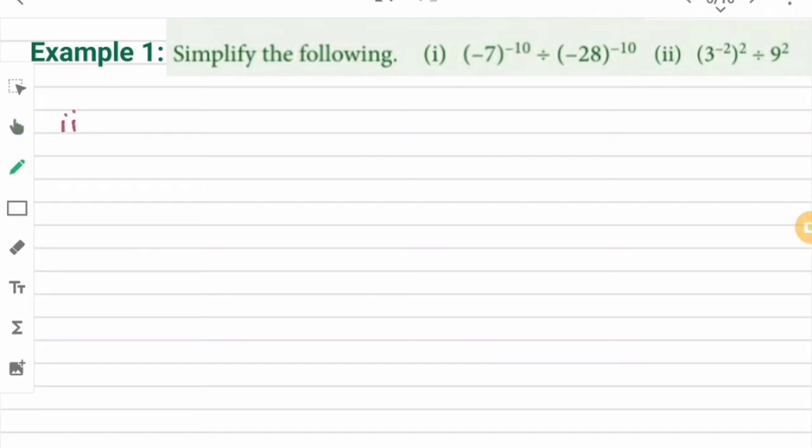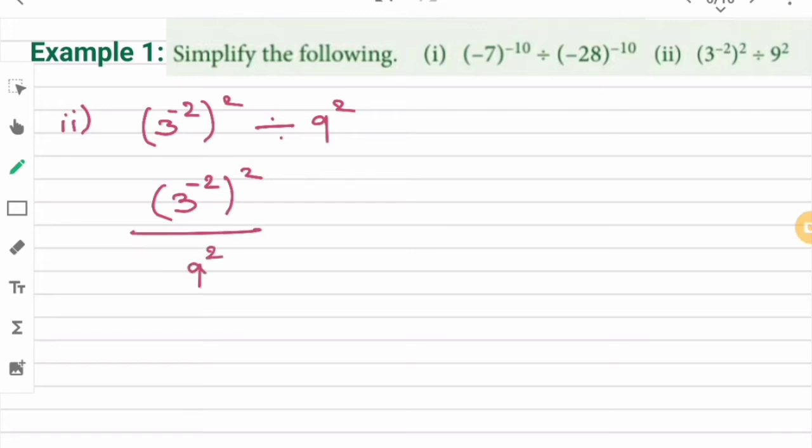Now, the second sum. What is given in the second sum? (3^(-2))^2 divided by 9^2. So first I am going to write it as a division, that is in a fraction: (3^(-2))^2 divided by 9^2.